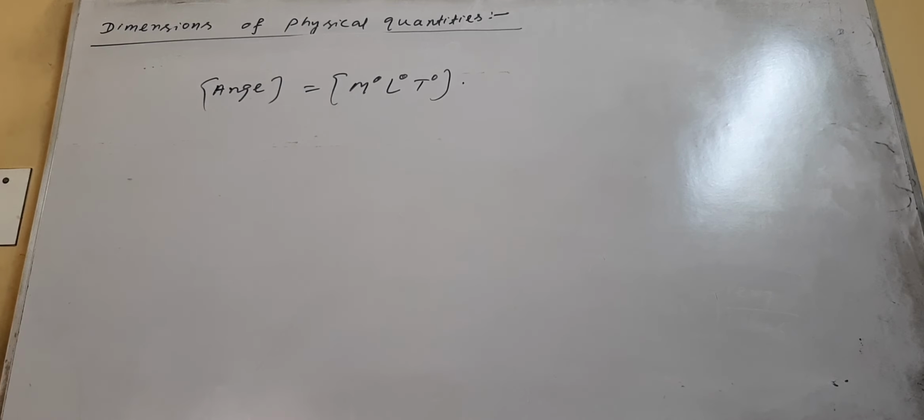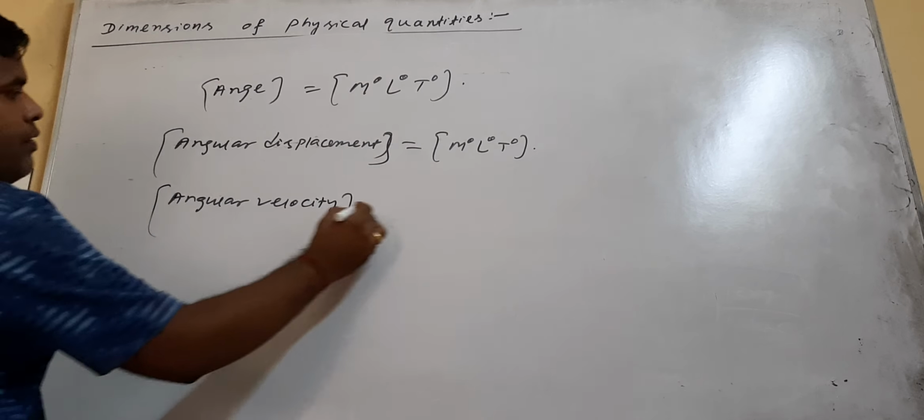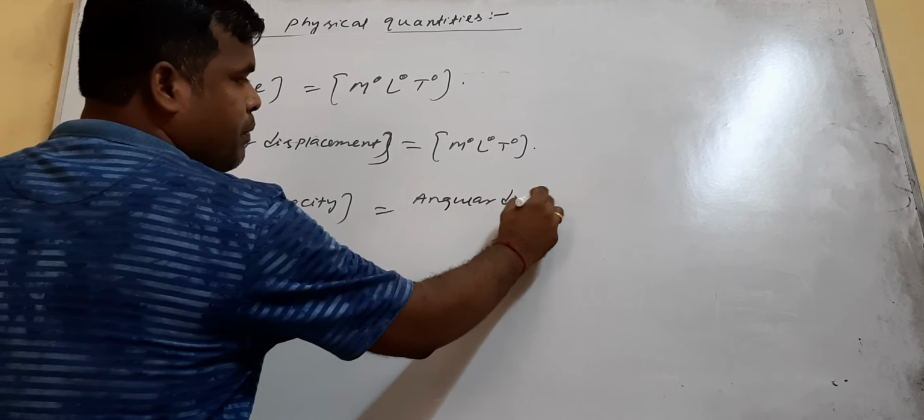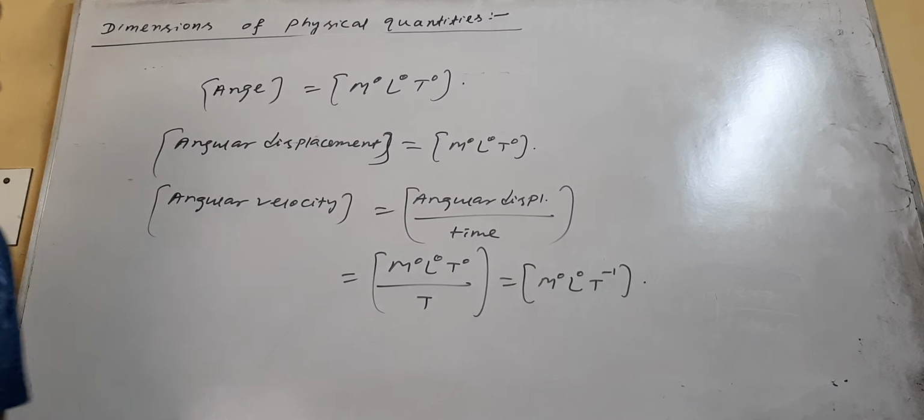Angular velocity is angular displacement divided by time. Angular displacement is M0 L0 T0, and time is T, so it is M0 L0 T minus 1. So the dimensions are 0, 0, minus 1 in terms of mass, length and time respectively.